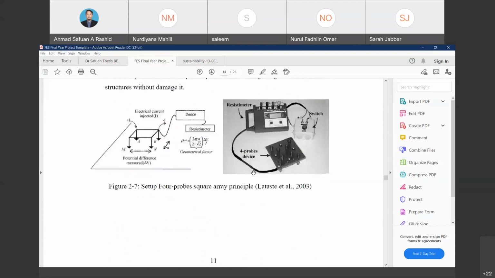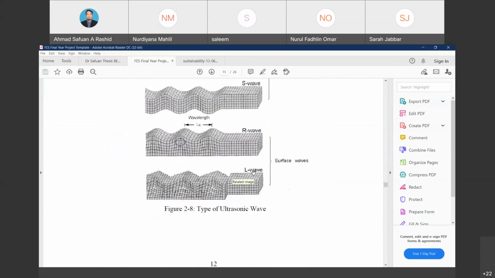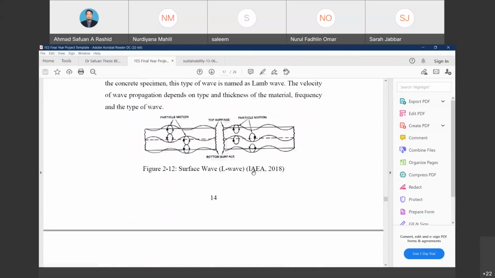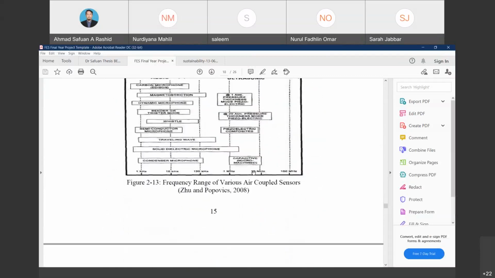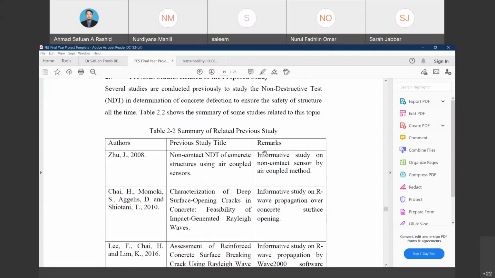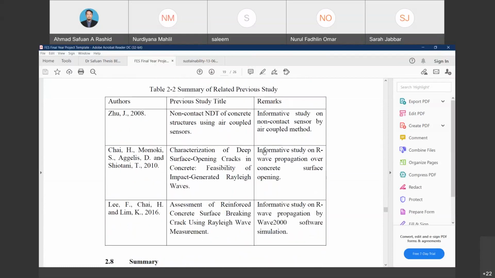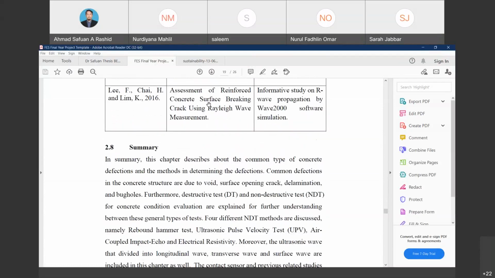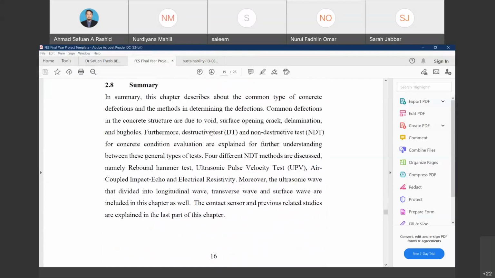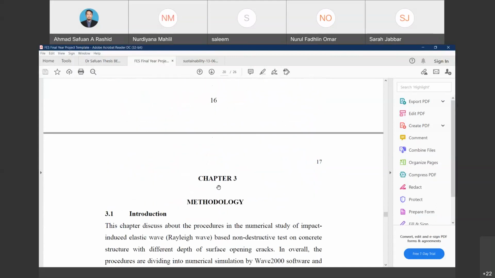Good. So then the last part is the summary. Summary is very important, where we address the gap of knowledge that we want to fill. So 2.7, previous studies related to the problems. Show the summary. Remark is the comment. And this summary is related to this table as well, Table 2.2. In this summary, we want to discuss the limitations of the previous researchers. So that is for chapter 2.